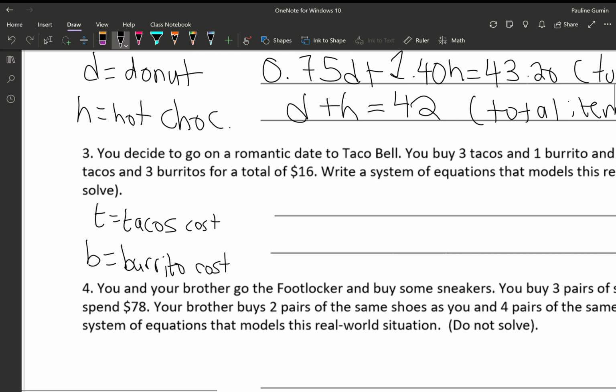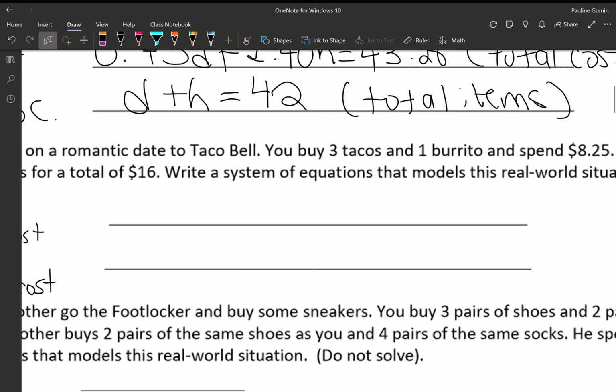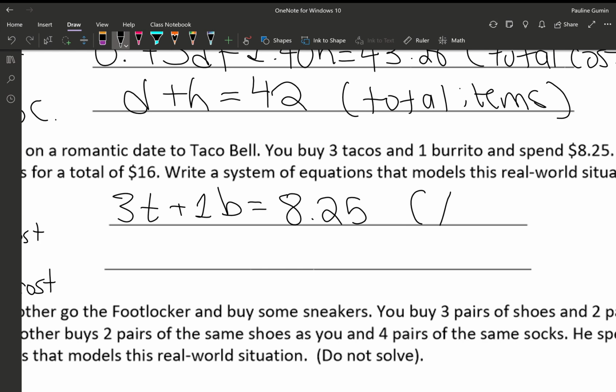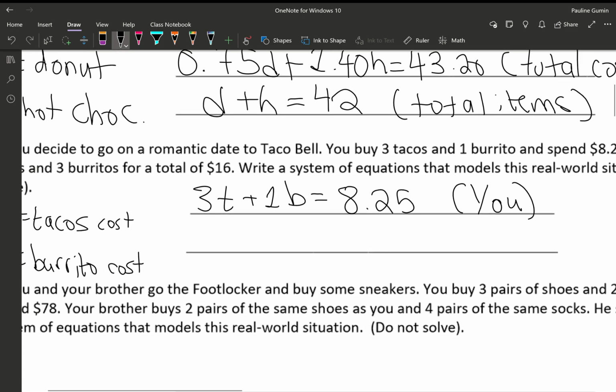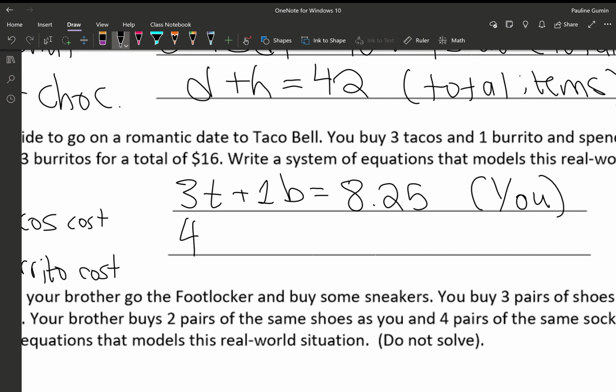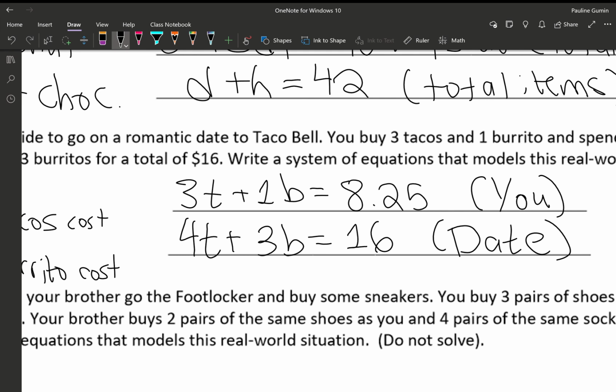We do know about 2 people who bought and ate those tacos and burritos. First, let's talk about the you. The imaginary us bought 3 tacos and 1 burrito, and we only paid $8.25. So that's the imaginary you. Our date, what did our date get? Our date, for some reason, bought 4 tacos and 3 burritos for $16. I sure hope that they're saving it for later, because that is a lot of food.